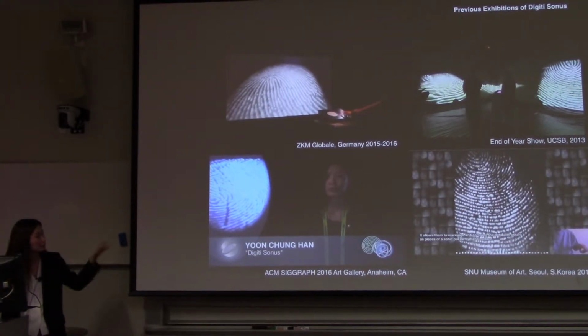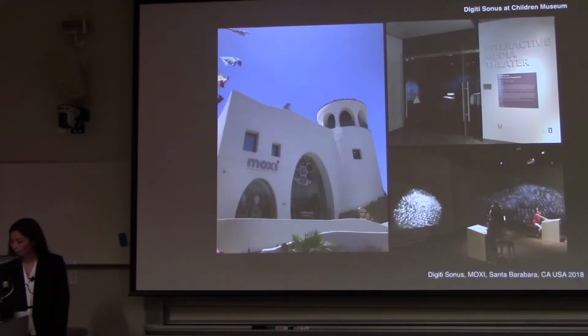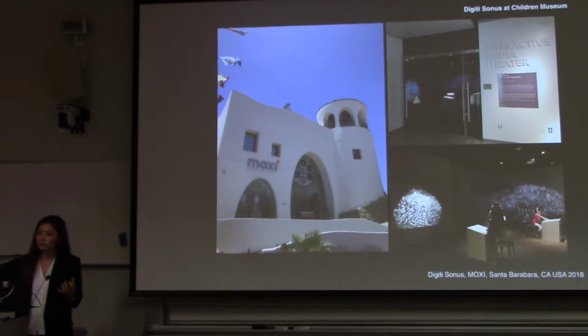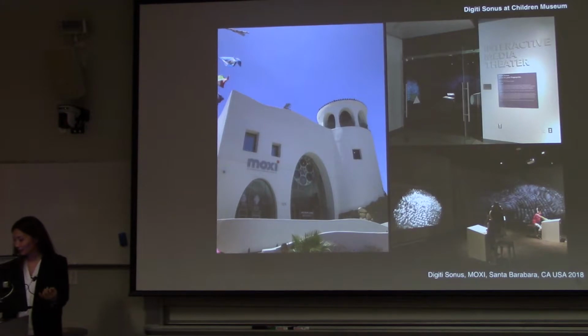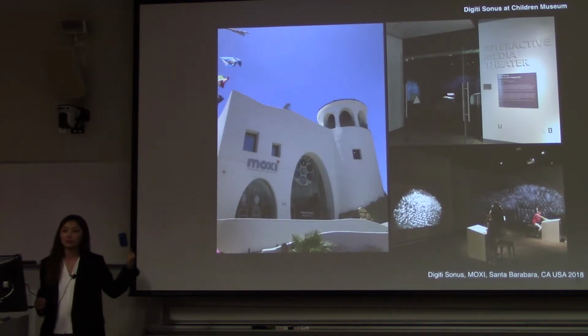Germany, definitely Santa Barbara, SIGGRAPH, and Seoul. And one of the memorable places where I experienced this work was a Children's Museum, because we're adults, we know what to do, but children are kind of monsters. They are really interesting creatures. And I got invited by this new museum. If you have a chance to visit Santa Barbara, I highly recommend you check this museum. It's called the Moxie. It's relatively new, and it's for all ages.